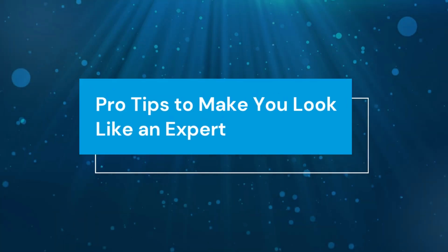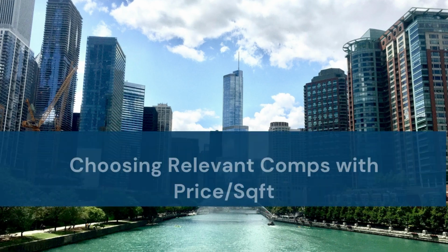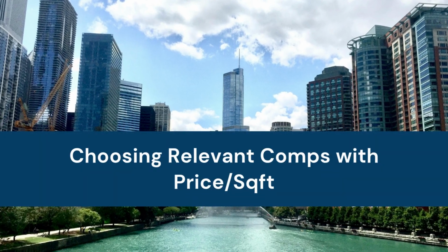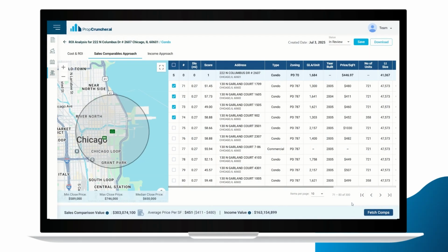Pro tips to make you look like an expert. Here are some insider secrets that will help you get the most accurate results. Be on the lookout for outliers. When using price per square foot, keep an eye out for those outlier numbers that don't make sense. For example, if 4 of your comps are between $400 to $600 per square foot, but the 5th one is $1,000 per square foot, something's probably off. Trust your gut and leave that outlier out.